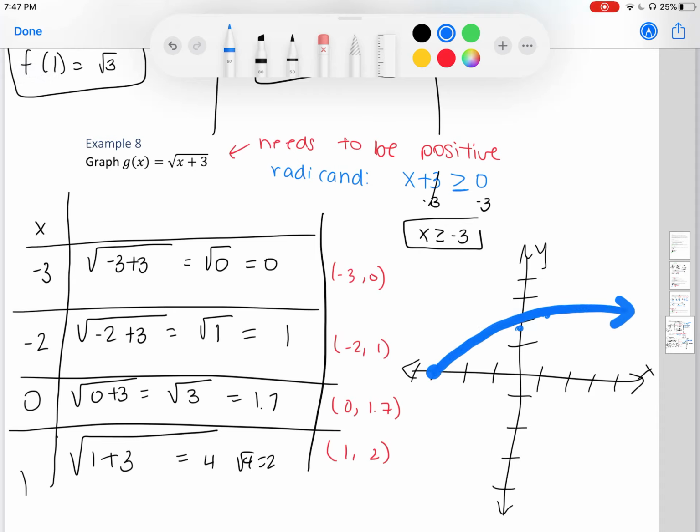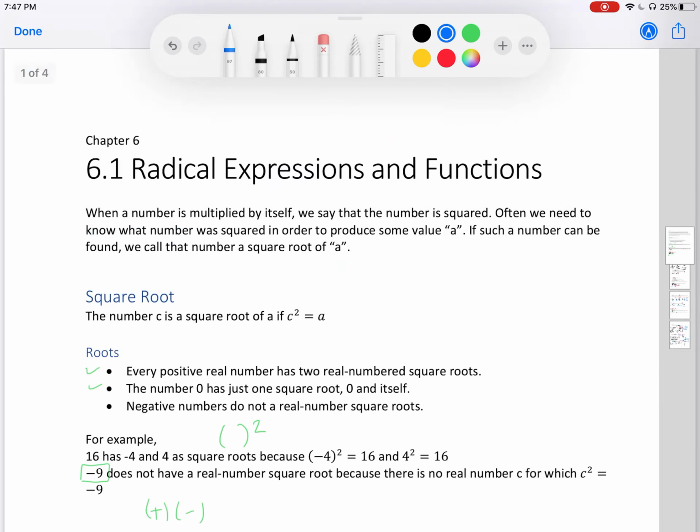Equation. We're going to look at it this way. We can reflect it over the x-axis, shift it. Always look at functions and functions. Thank you.